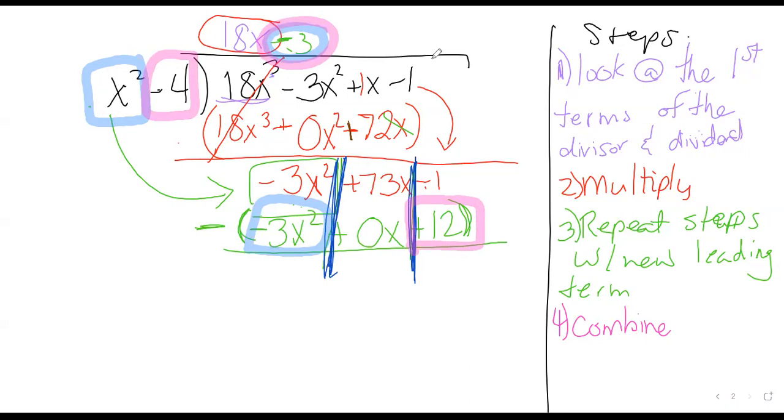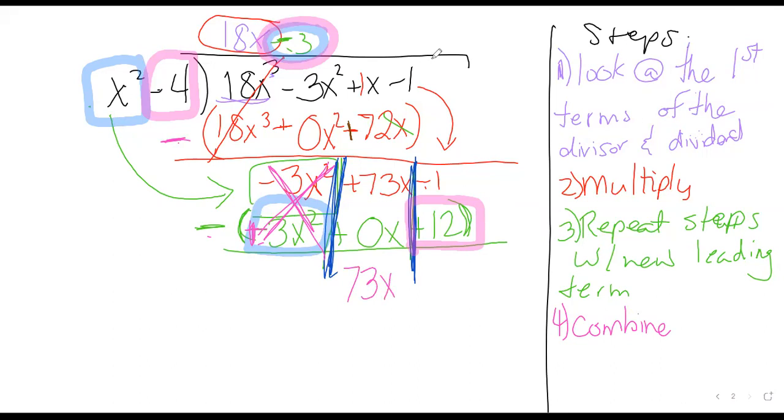Now, I have to once again do that whole negative like I did up here. So with the 18x cubed, a negative and a negative give me a positive. So then my 3x squares are going to cancel. 73 plus 0 is 73. Yeah, it stays exactly the same.